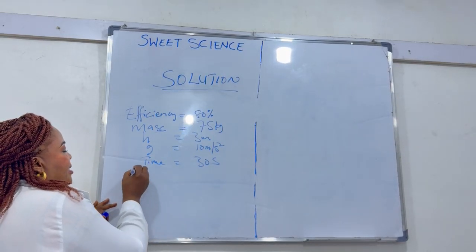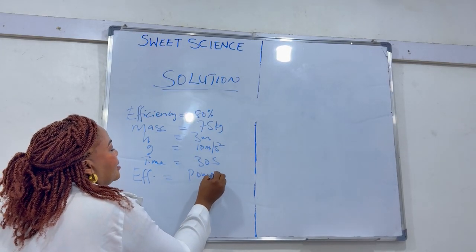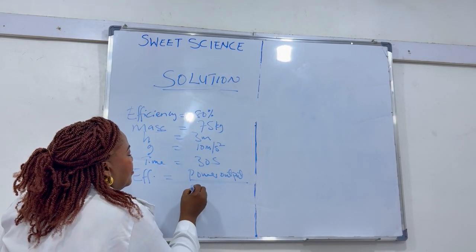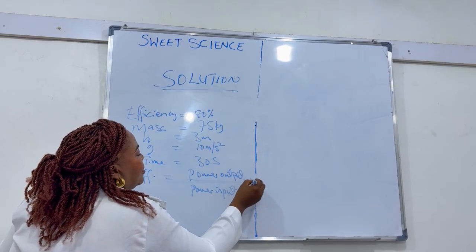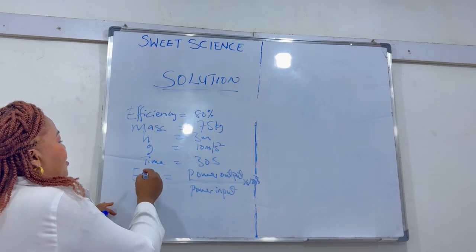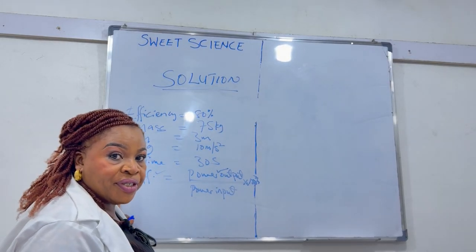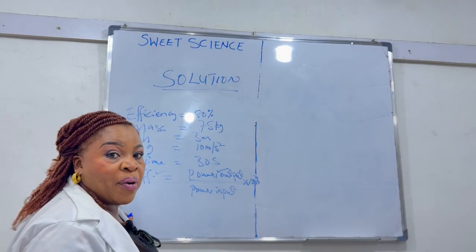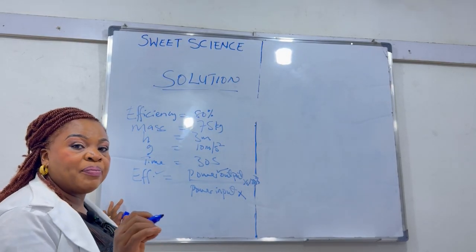Now efficiency is equal to power output all over power input times 100%. And from here, where efficiency is known, power output we can say is known in a way because the parameters given to us can help us to find power output. Then we are left with power input. So let's look at power output.